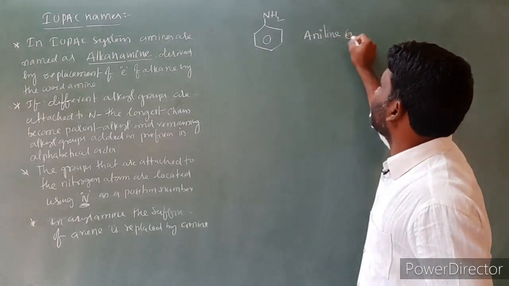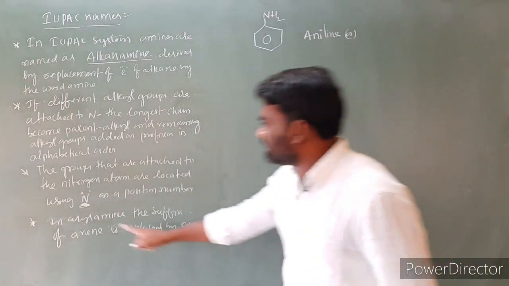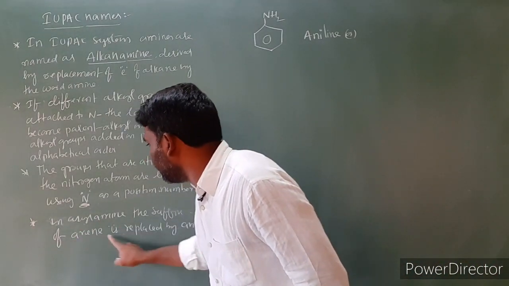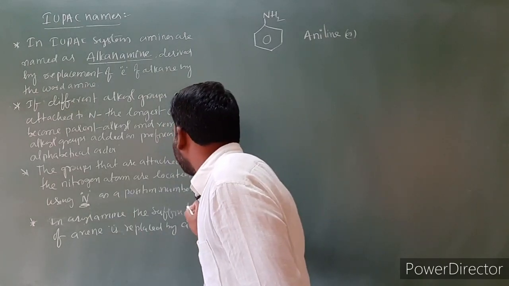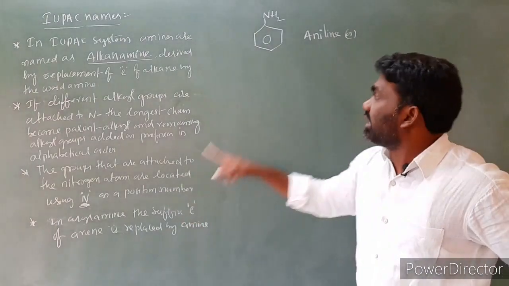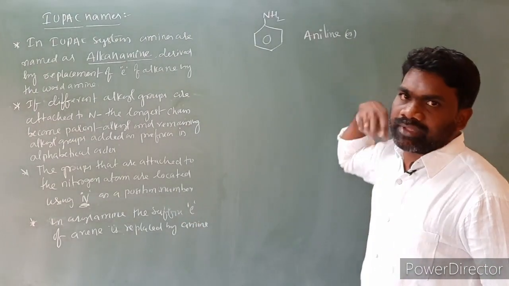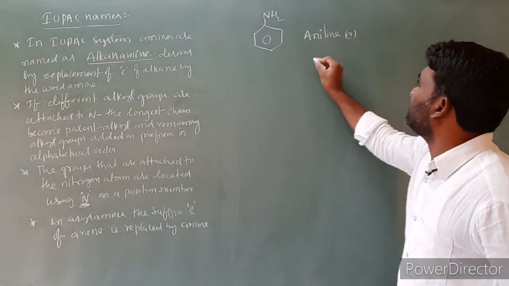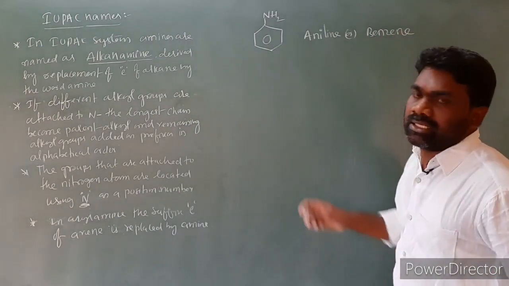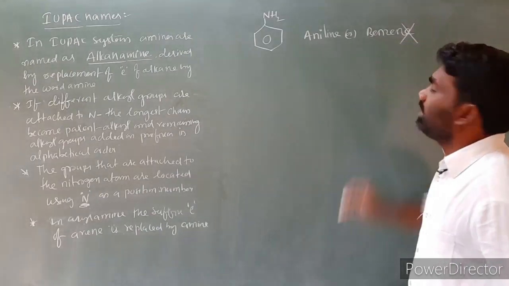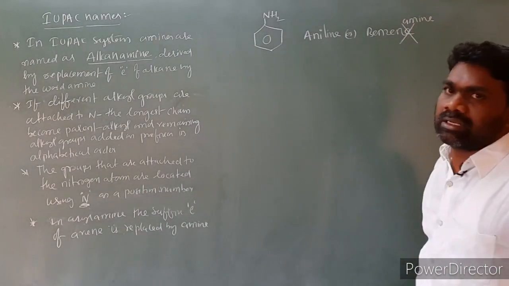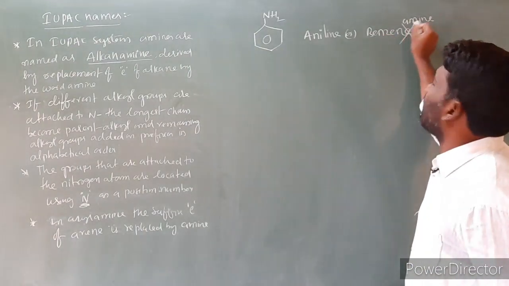In addition to this, we can write the IUPAC name as follows. In aryl amines, the suffix E of arene is replaced by amine. Actually, what you have to write is benzene. Benzene is the arene. The E we have to remove. In the place of E, we have to write amine. Same rule. The name will become benzene amine, benzenamine.